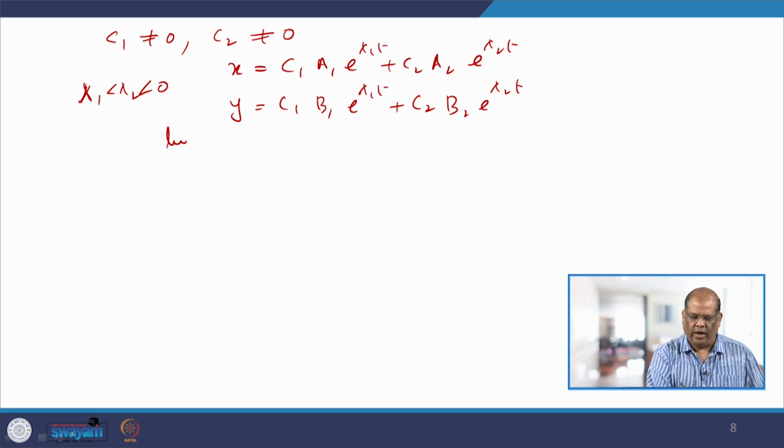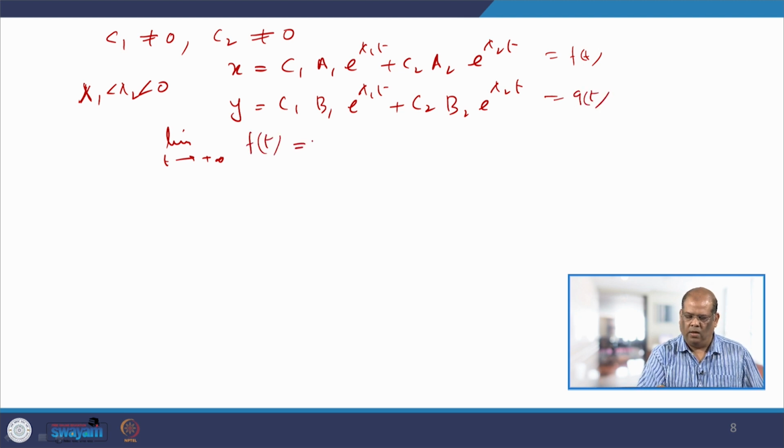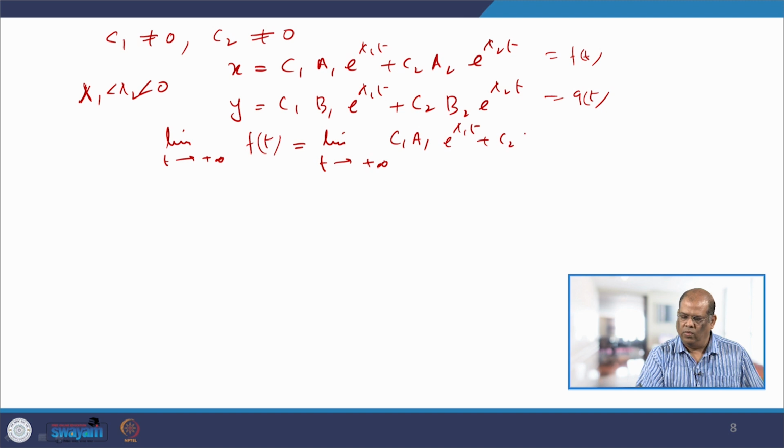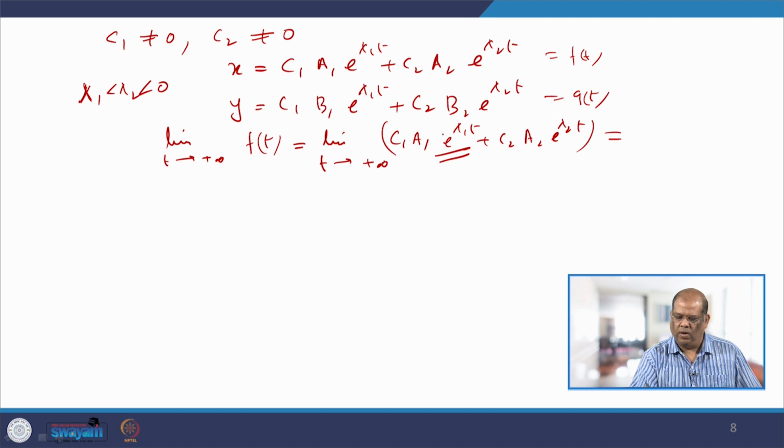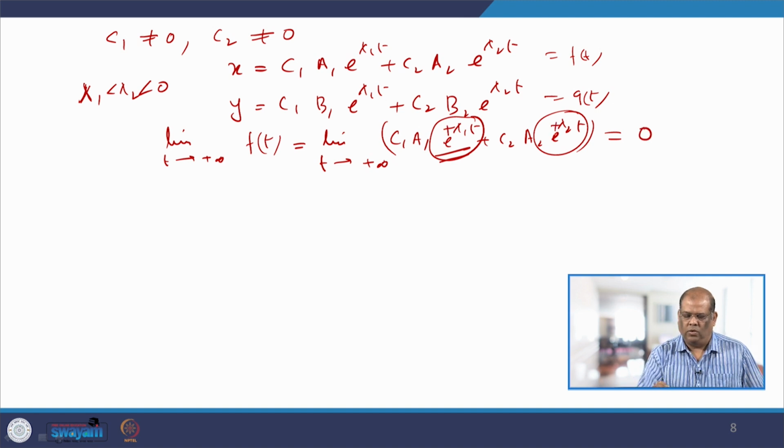So, if we now check limit t tends to plus infinity, suppose again this is f(t) and this is g(t). So, f(t), that is limit t tends to plus infinity C1 A1 e to the power lambda 1 t plus C2 A2 e to the power lambda 2 t. Because this is negative, it is easy to visualize if you directly put a negative sign here. So, this goes to 0, this goes to 0, and you are getting this value to be 0. So, why are we doing this?